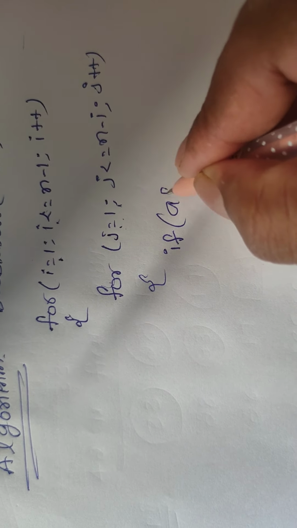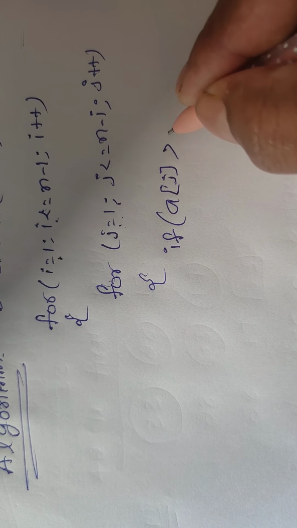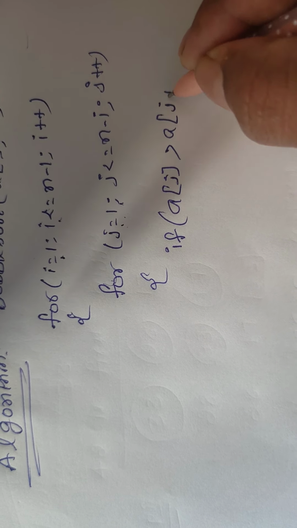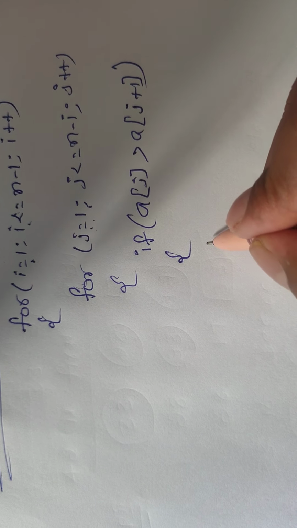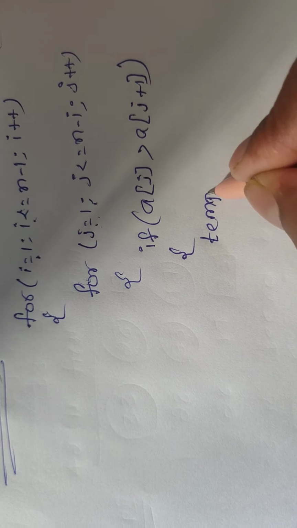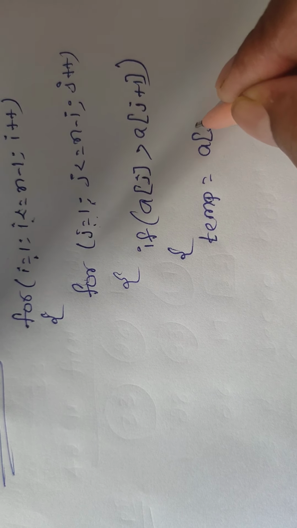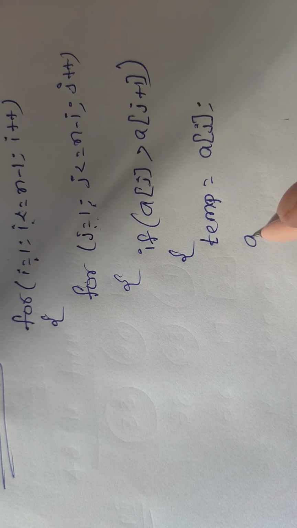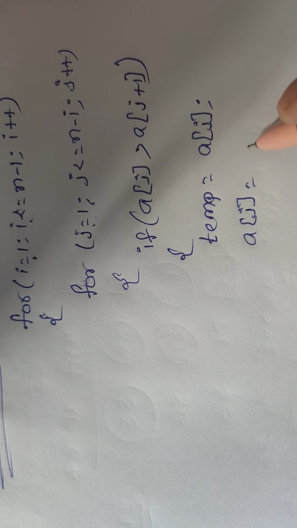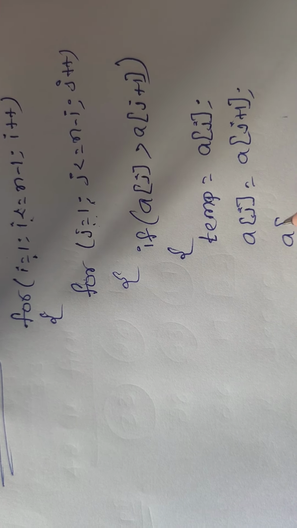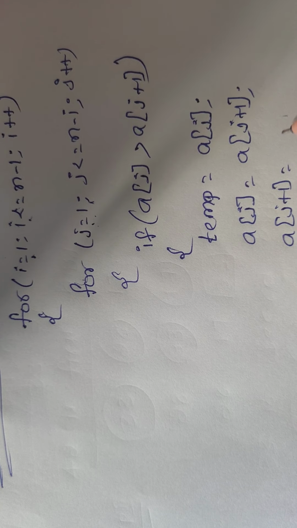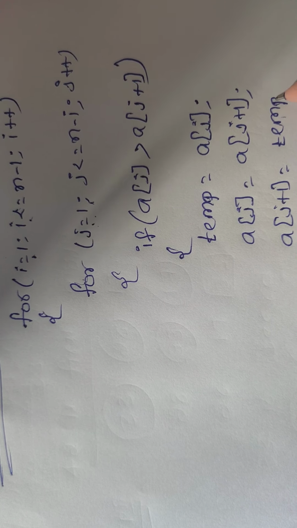If a of j is greater than a of j plus 1, then we do swapping. Swapping means we take one temporary variable. Temp is equal to a of j. Next, a of j is equal to a of j plus 1. Then after that, a of j plus 1 is equal to temp. So this is the swapping technique.